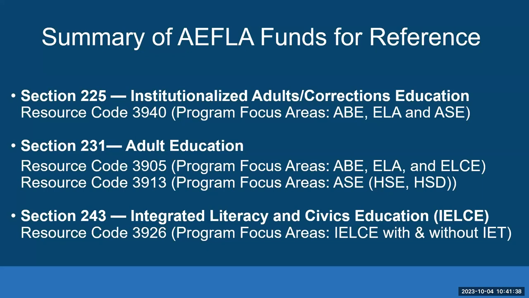We also have sections 225 and 243. The 243 funds are intended to support English language learners co-enrolled in IELCE, with or without IET, literacy and workforce preparation activities. My colleague Corey is the subject expert for this program, so he'll be going over everything you need to know about Section 243 for those agencies that receive this funding.